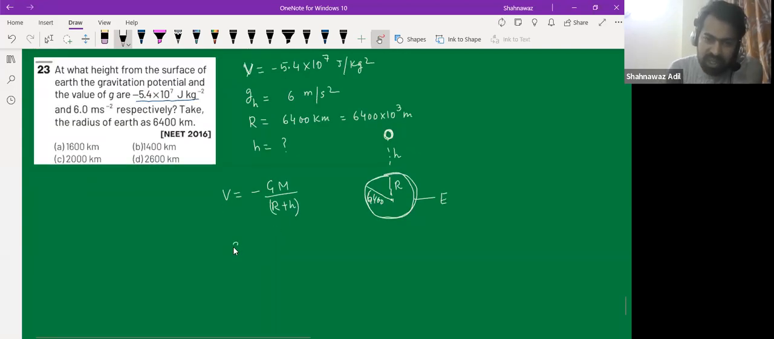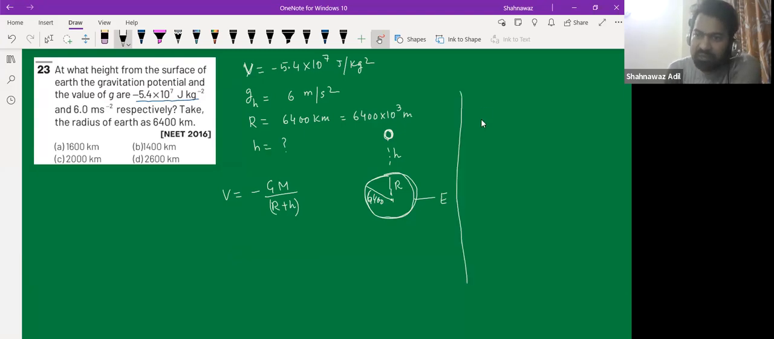We know that gh. What is gh? This is generally g(1 − 2h/R), but this holds only when R is very much greater than h. So we don't know about that here, so let's write a proper formula for that.